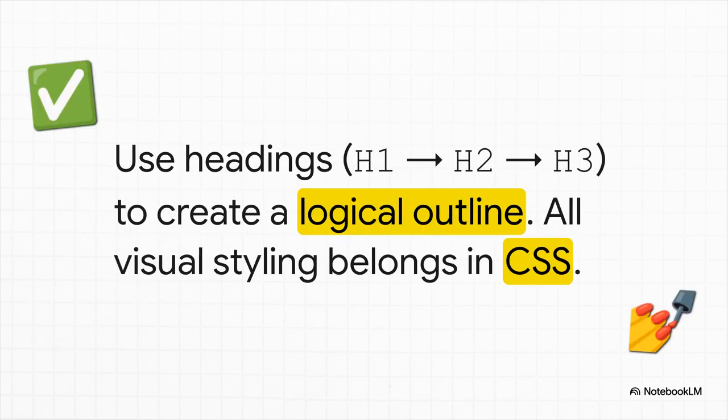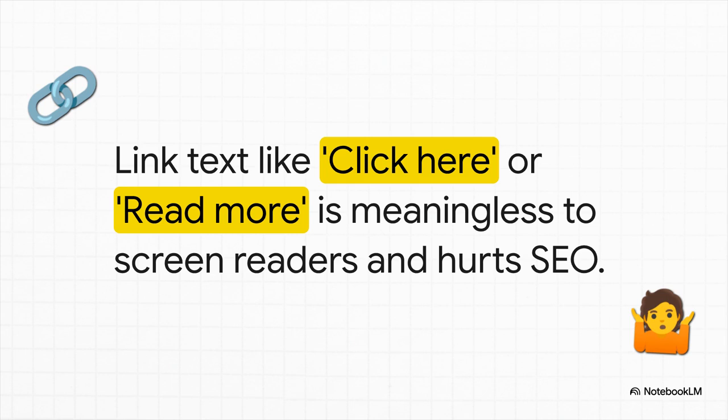So the fix is super simple but really powerful. Use your headings to create a logical, nested outline of your document. Start with one H1, then use H2 for your main sections, then H3 for subsections inside those, and so on. And for anything that has to do with looks, size, color, font, boldness, that is a job for CSS, and only CSS.